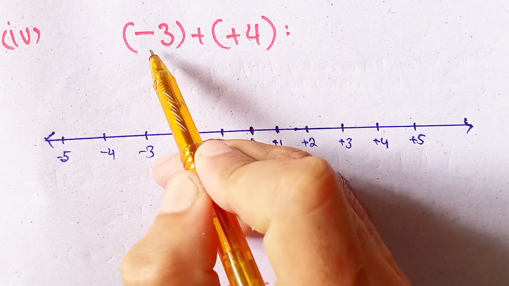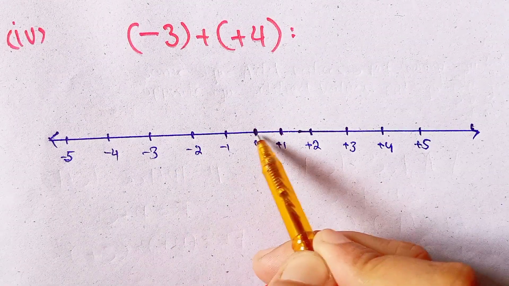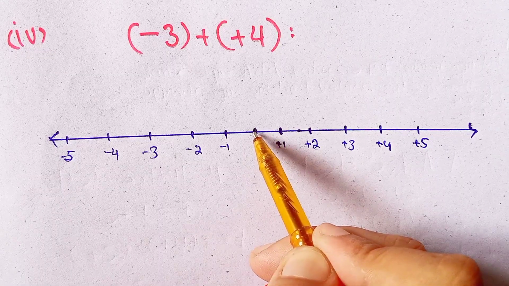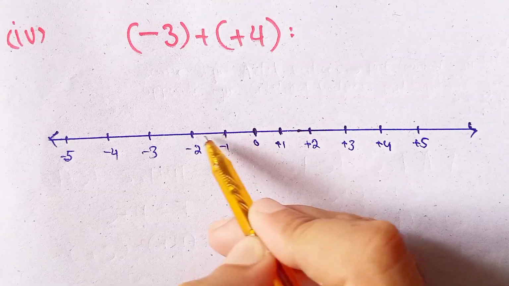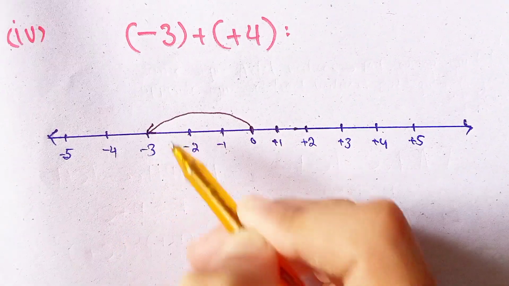Now we are going to add negative 3 and positive 4. To represent negative 3 on the number line, I will consider 0 as the reference point and count 3 unit distance to the left on the number line. So this is 1, 2 and 3. So this is the representation of negative 3 on the number line.